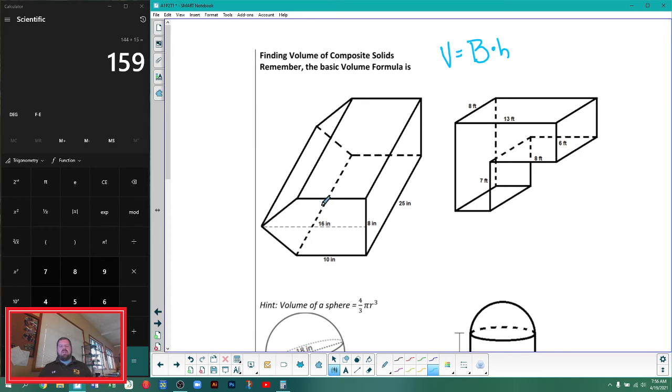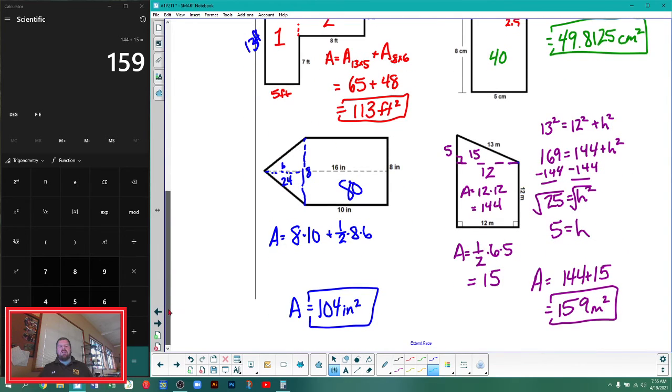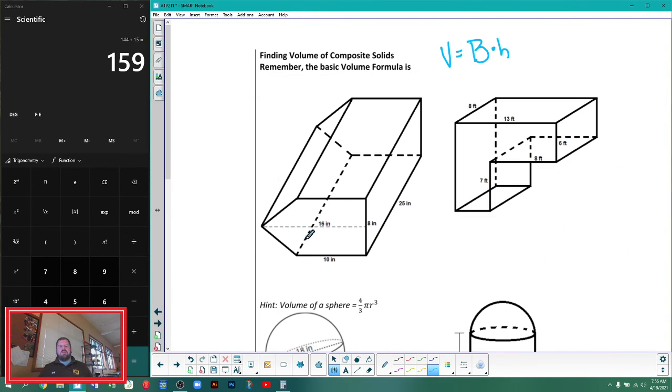So like this one, this is the sort of pencil tip looking shape. And we found its area as 104. Just to check, it is 8, it is 16, and it is 10. So the area of the base is 104. And the height is going to be the distance between the bases of 25.